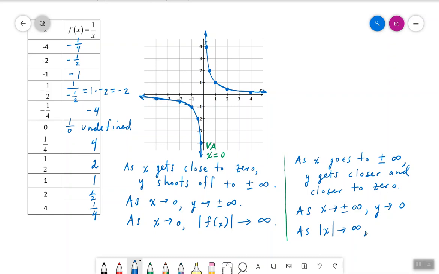Those are equivalent. We can say that the function, we can still call it y, or we could get a little more formal and use the function notation. We could say f of x approaches 0. Well, that's exactly the condition for a horizontal asymptote. So we have a horizontal asymptote at y equals 0.